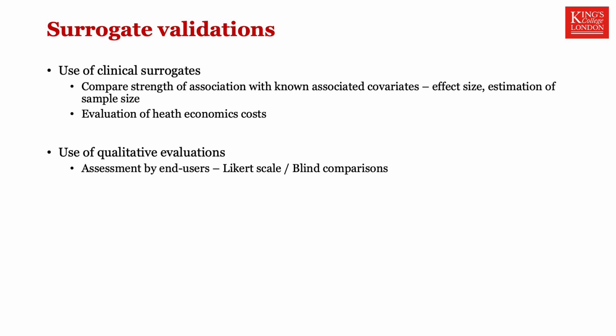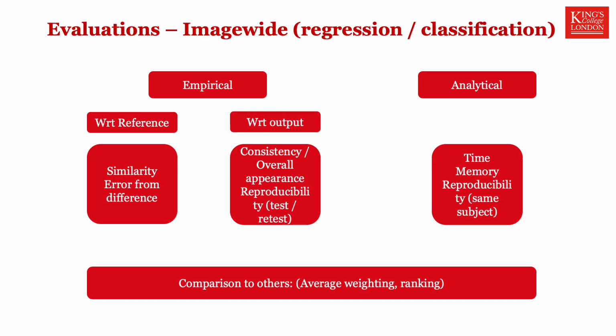We'll start with the image-wide type of evaluation with regular classification, where you have different ways of evaluating things and different things that you may want to evaluate. So you may think of empirical testing, empirical evaluation, either with respect to the reference or with respect to the output itself. If we think about the reference, it can be because you have a gold standard or a ground truth, and you need to look at the similarity or at the error.